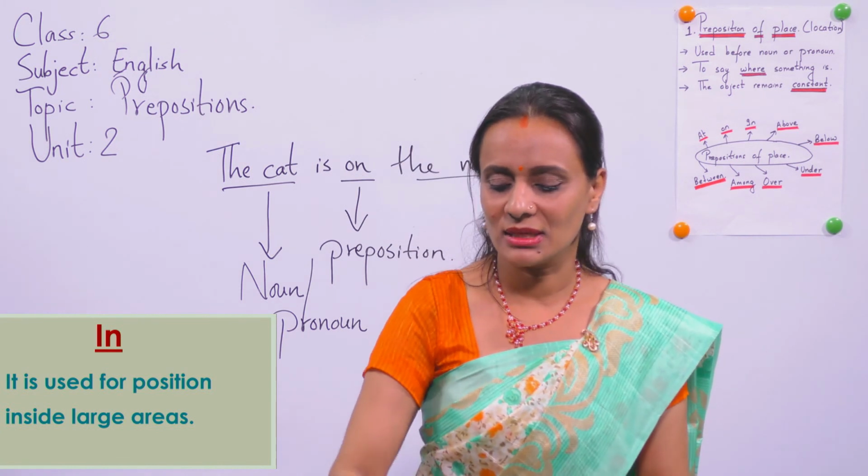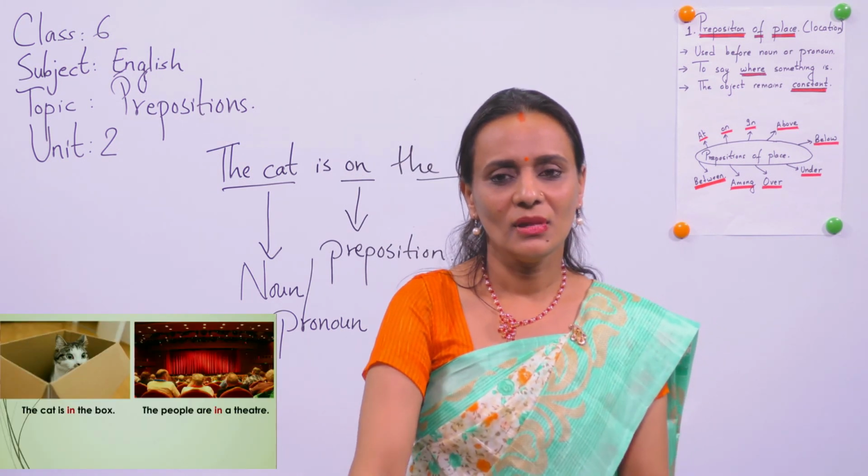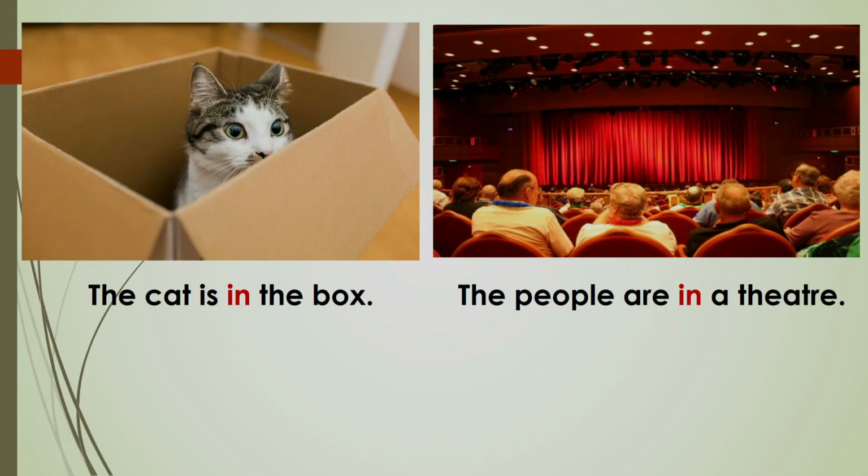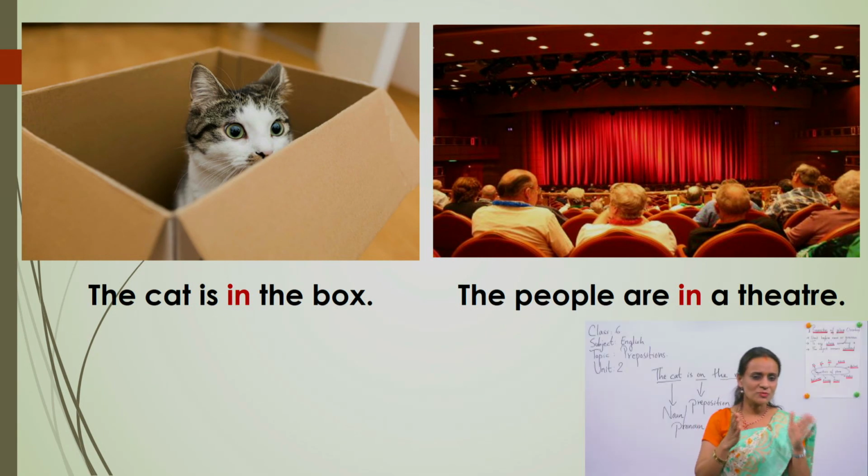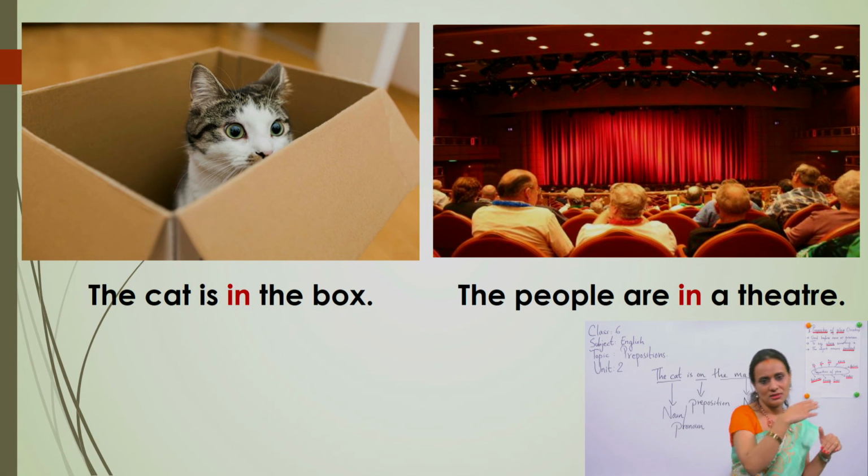Okay, let's see the examples here. Okay, can you see the two pictures here? In the first picture, what is it? There is a box, isn't it? There is a paper box, and inside that paper box, what is it? Cat. Very good. There is a cat. The cat is in the box. It's inside the box. So, we are putting in here.